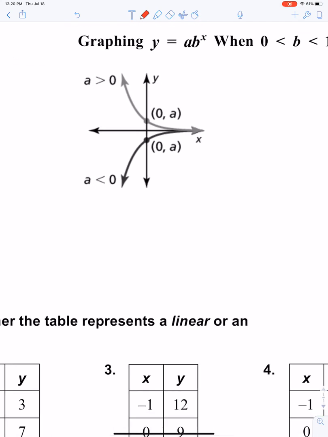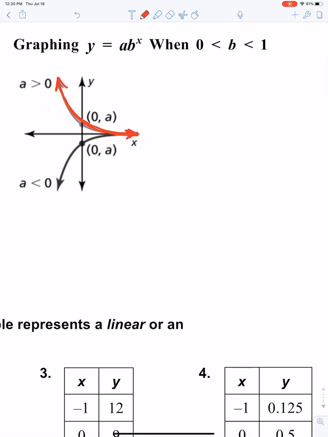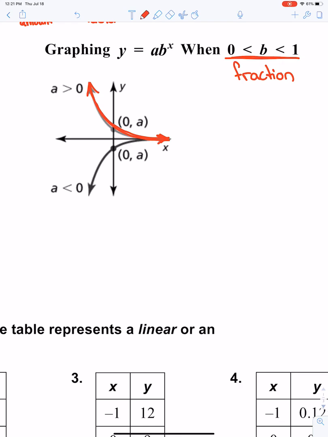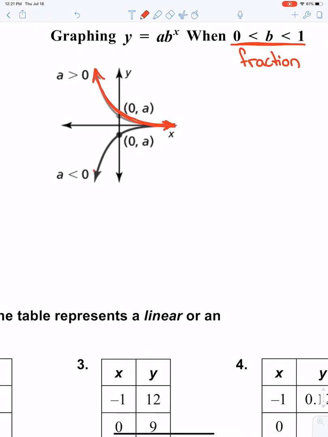Here, this graph is showing exponential decay. If you were to invest $1 million in a stock and then it plummets, you would see a graph looking something like this. This is when your B is between 0 and 1, so it's generally represented as a fraction. And again, here is when your A is negative, but you'll never be investing a negative amount, so this is not considered growth nor decay.